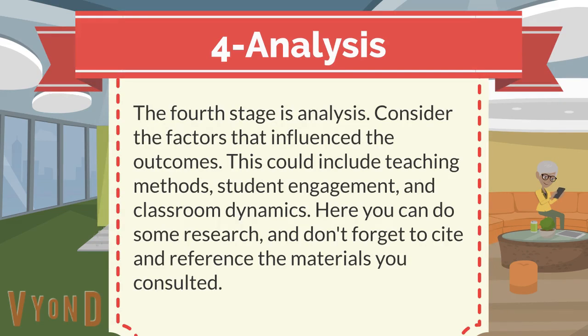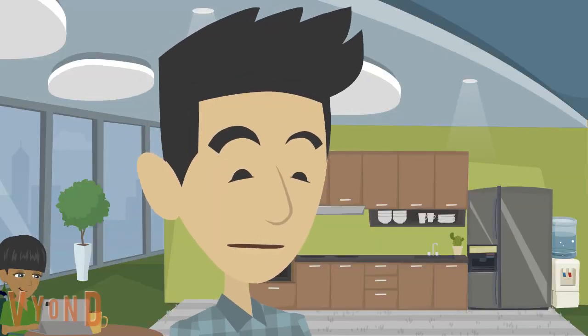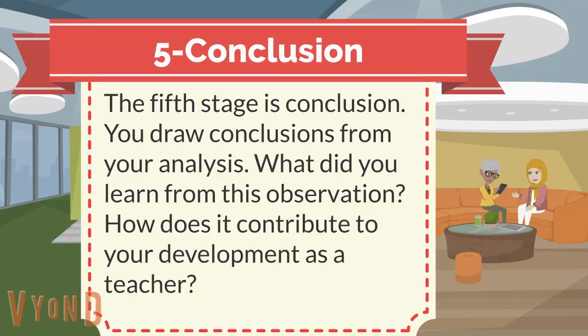Consider the factors that influence the outcomes. This could include teaching methods, student engagement, and classroom dynamics. Here you can do some research, and don't forget to cite and reference the materials you consulted. I see. What's next? The fifth stage is conclusion.